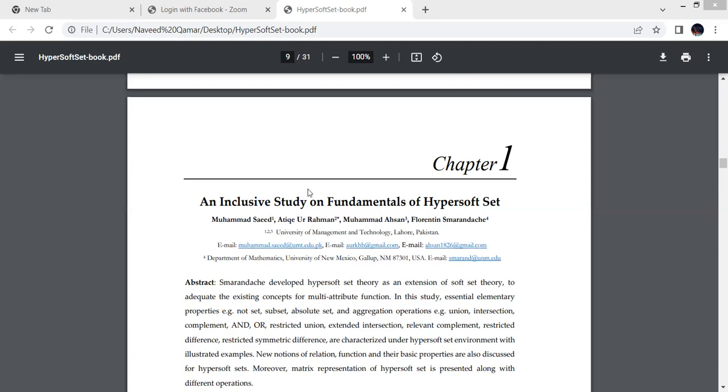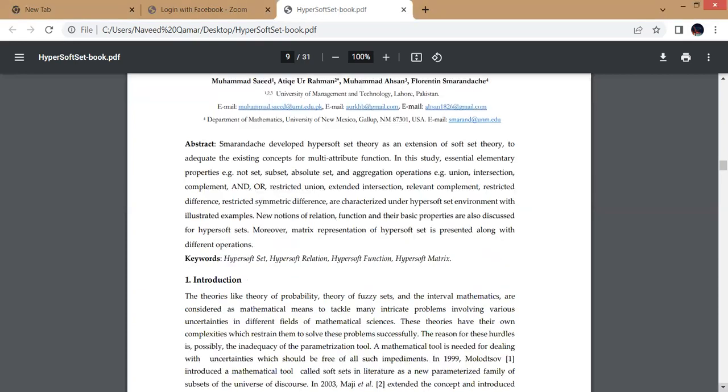So here there is a paper, an inclusive study on the fundamentals of hypersoft set. After the definition by Florentin, we will discuss some operations. Here it is discussed that Smarandache developed hypersoft set theory as an extension of soft set theory. So first of all, hypersoft sets are an extension of soft set theory.